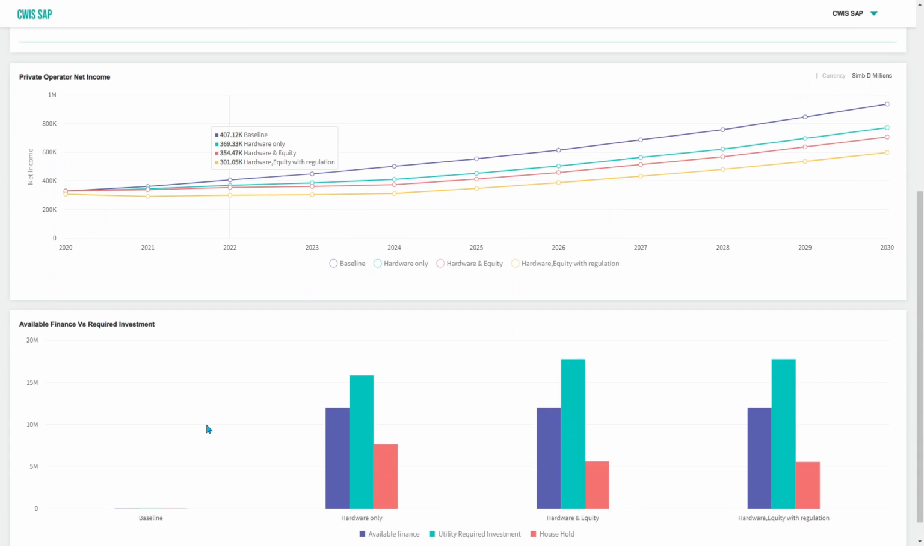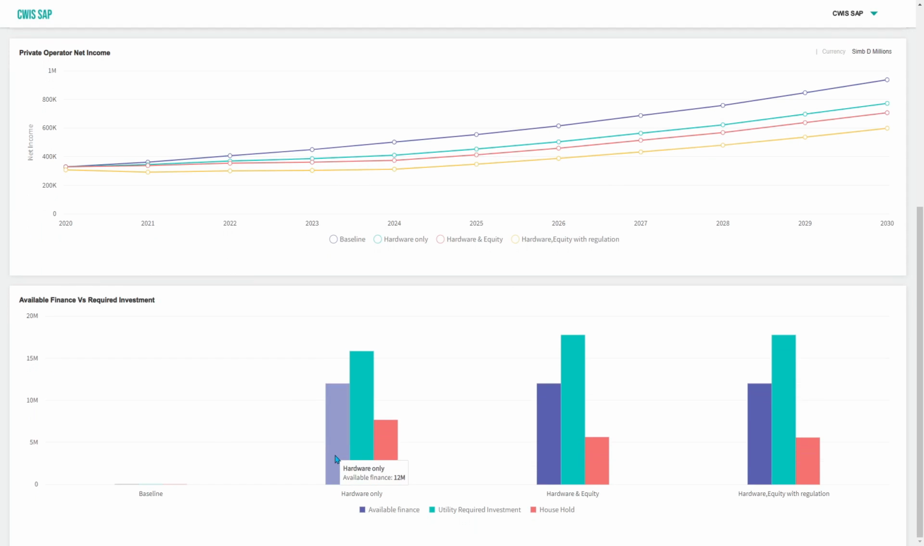In the investment tab, under the available finance and required investments, this compares the sum of all the finances or the source for the scenario along with the projected capital investments from the utility. This can be compared with how much investments the households have to bring in. If there is a gap between the available finance and the required investments, either we should strengthen the source of finance or reduce the investments.